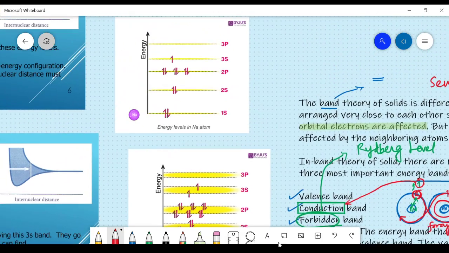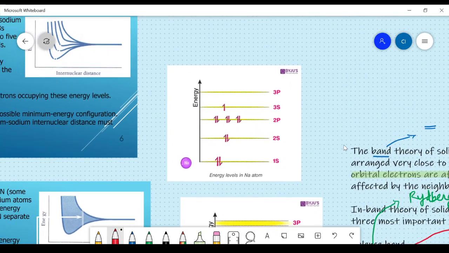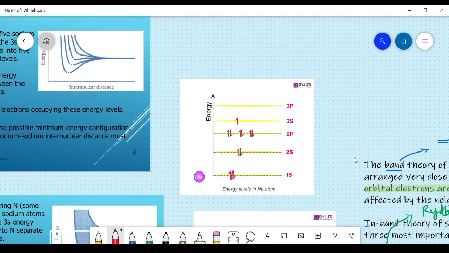Here it is. You can see that the energy level increases in the sodium atom. You have 1s2, 2s2, 2p6, and 3s1. This is the core level, this is the next level, and this is the valence level. In the valence level, you can see that there is one electron.